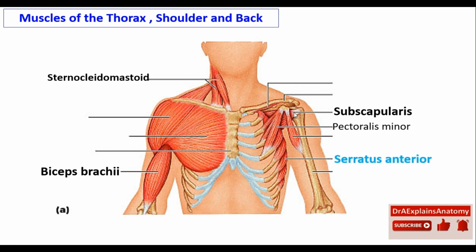This right here is the serratus anterior muscle. Notice how the pectoralis minor and the serratus anterior muscle both are attached to the ribs. Whereas this is the subclavius muscle. This is the clavicle. So this muscle is right under the clavicle. This is the subclavius muscle.